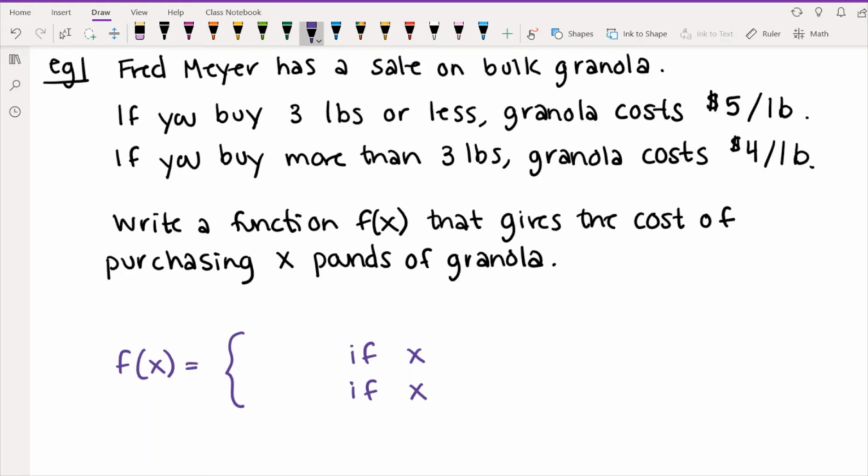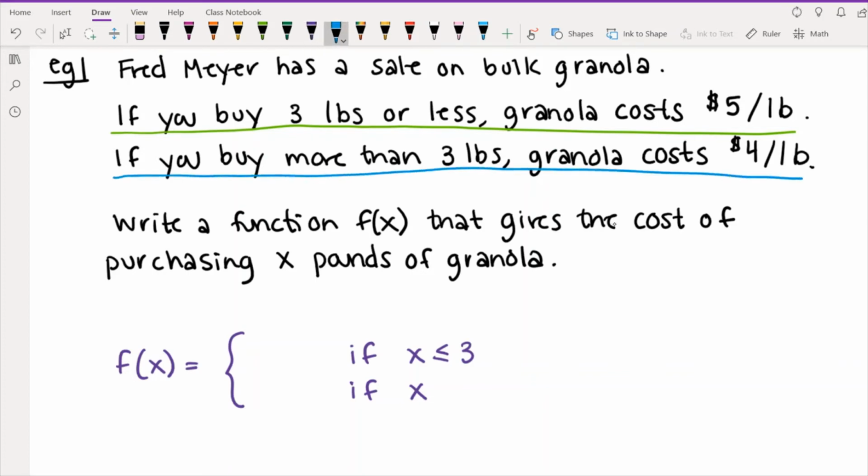And so the first one is going to represent this top situation, right? Where you buy 3 pounds or less. And so that means that we're going to be looking at an amount of granola that is less than or equal to 3, right? Because it says 3 pounds or less. So that's less than or equal to 3. Whereas the second part here, that's going to be when you buy more than 3 pounds.